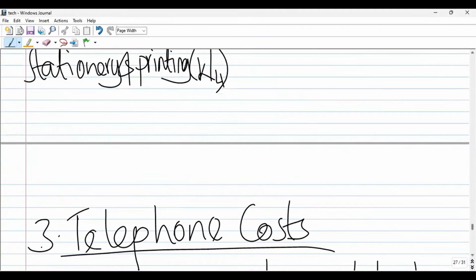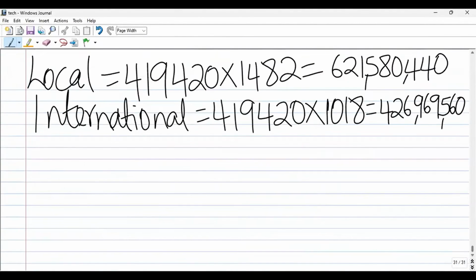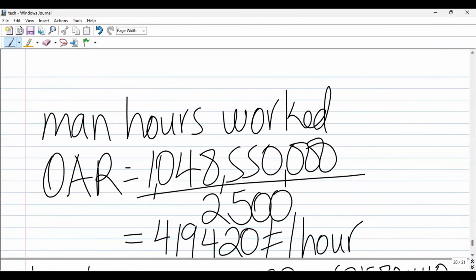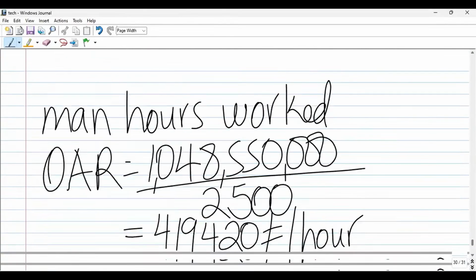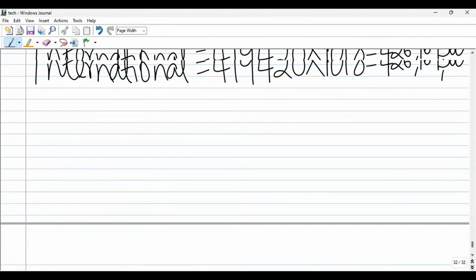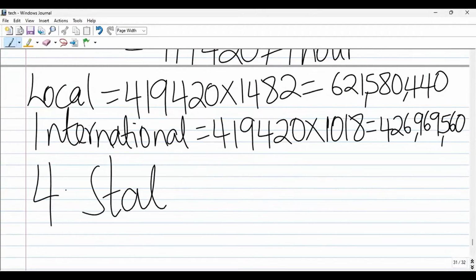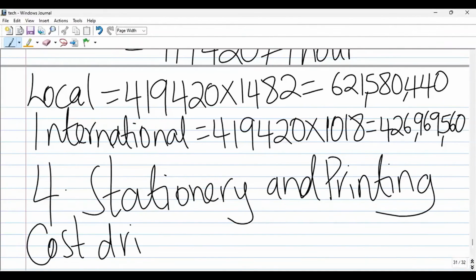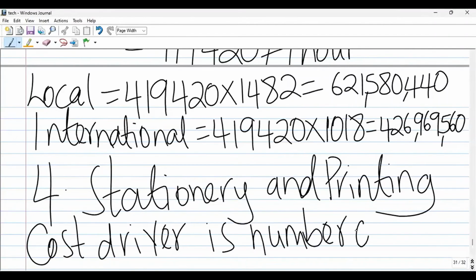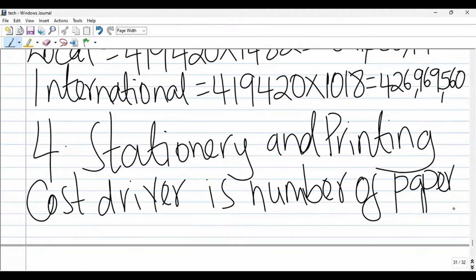Lastly, stationery and printing. So stationery and printing, what is the cost driver? The number of paper reams taken.